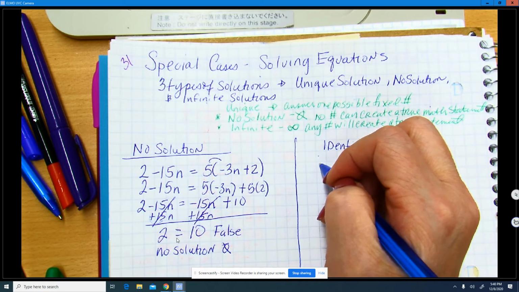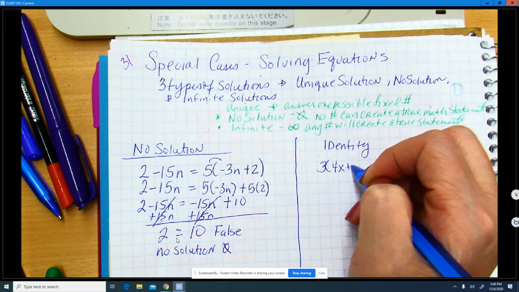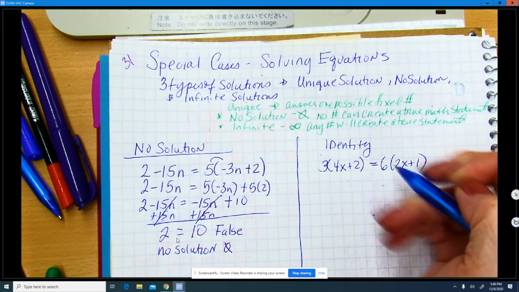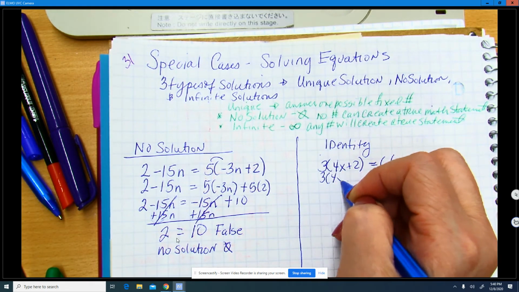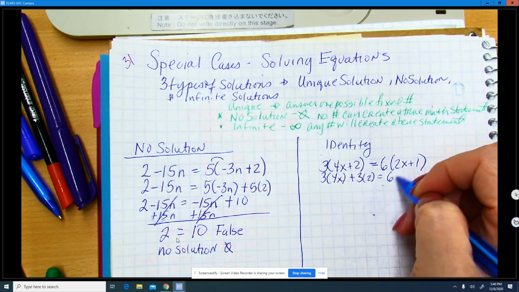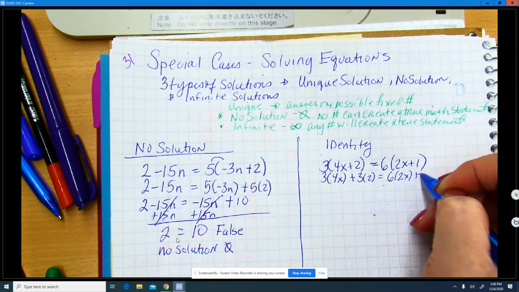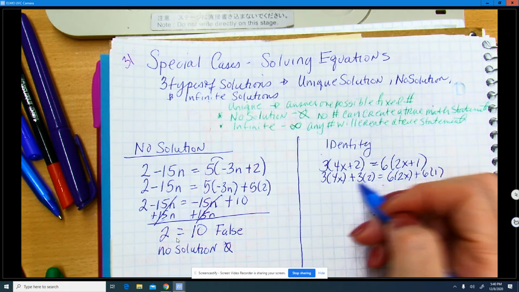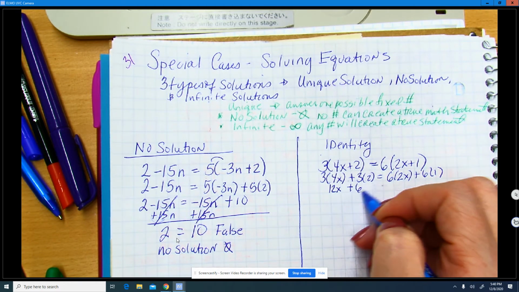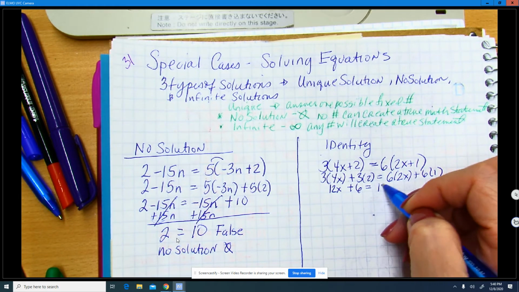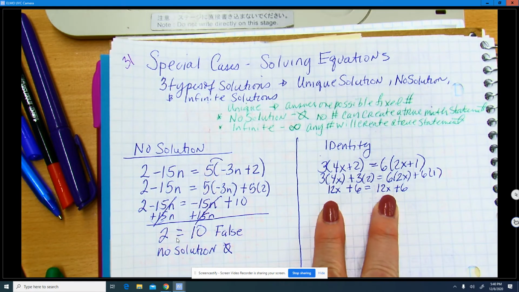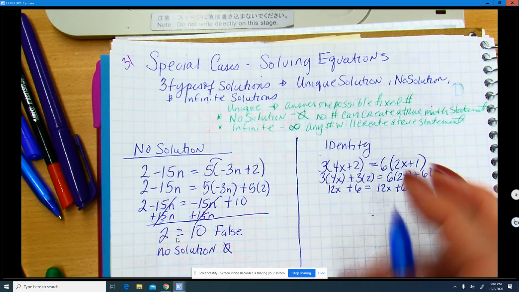So we have 3 times 4x plus 2 equals 6 times 2x plus 1. So 3 times 4x, I'm doing the distribute step, plus 3 times 2 equals 6 times 2x plus 6 times 1. So 3 times 4x is 12x, 3 times 2 is 6, 6 times 2x is 12x, 6 times 1 is 6. Again, the variables are exactly the same.